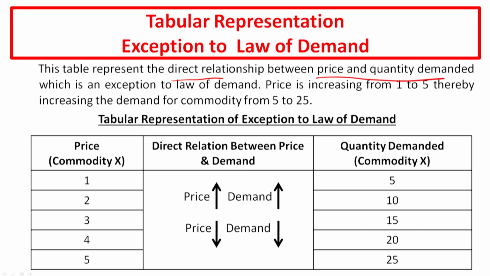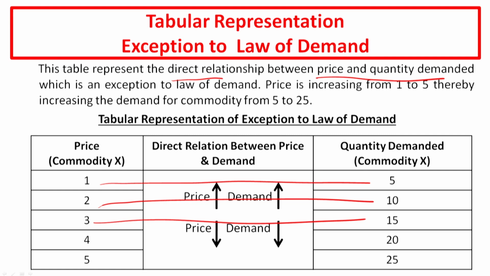The price is gradually increasing from 1 rupee to 5 rupees, and the demand is also increasing from 5 to 25 units. As you can see in the table, when the price is 1 rupee, the demand is 5 units. When the price goes to 2 rupees, the demand also increases. When the price goes to 3 rupees, the demand goes to 15 units. When price goes to 4 rupees, the demand goes to 20 units, and when price goes to 5 rupees, the demand goes to 25 units. So, you can see that there is a direct relationship between the price and the quantity demanded.